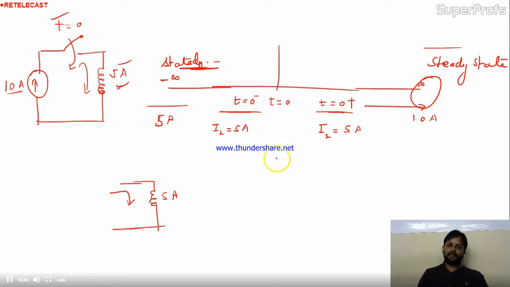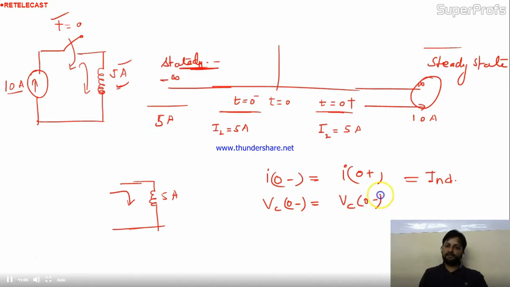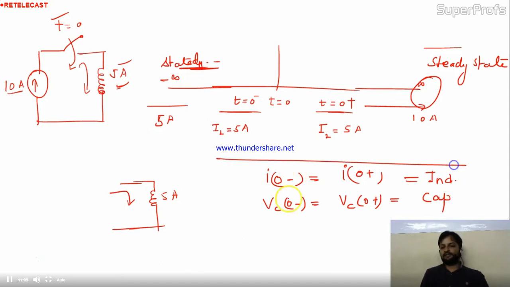Now for the inductor, the 0 minus current is equal to the 0 plus current. Is it okay? This is for the inductor. And for the capacitor, we see 0 minus is equal to 0 plus. This is for the capacitor. This is the initial condition. I hope you are getting it, right? So this is all about the concept.